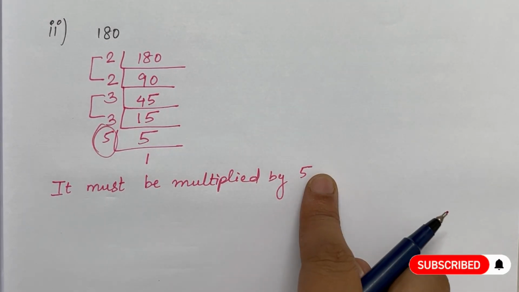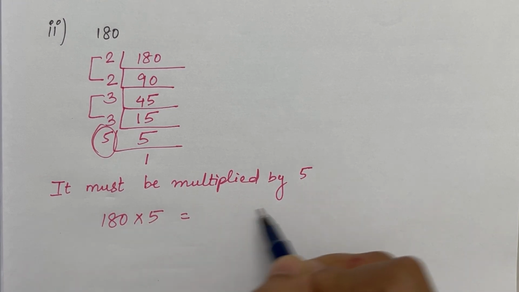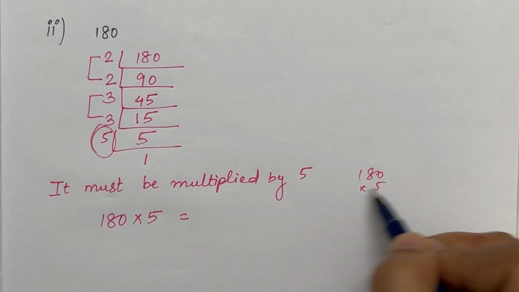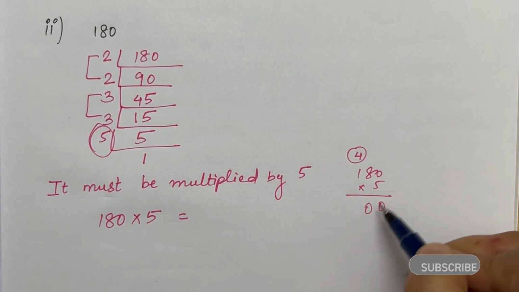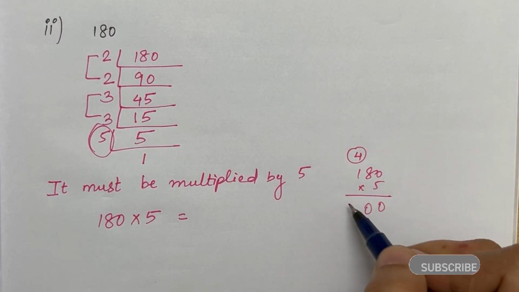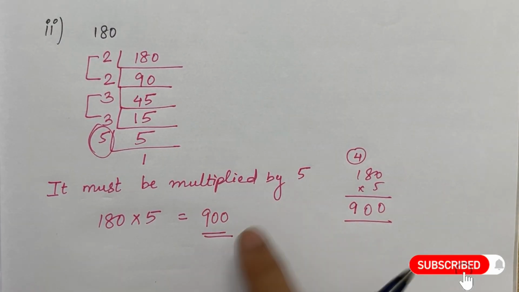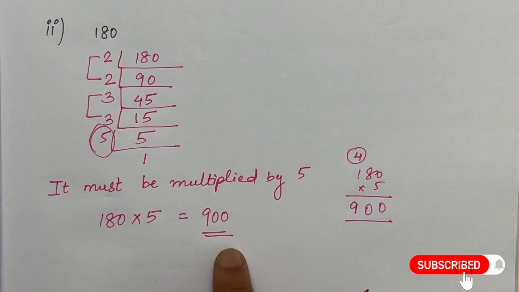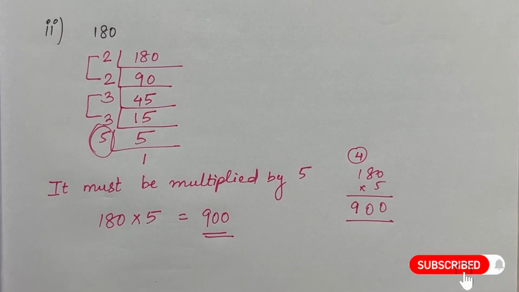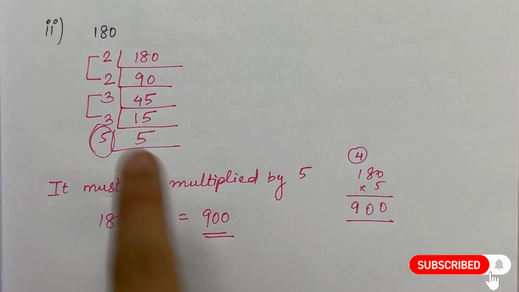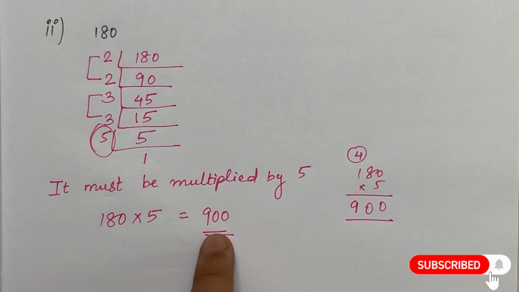Okay, now here we'll multiply 180 into 5. So 180 multiplied by 5: 5 into 0 is 0. 5 into 8 is 40. 5 into 1 is 5. 5 plus 4 is 9. So 900 is the square number. Okay. So the question was by which number 180 must be multiplied, so it must be multiplied by 5. Now we also know the square number.